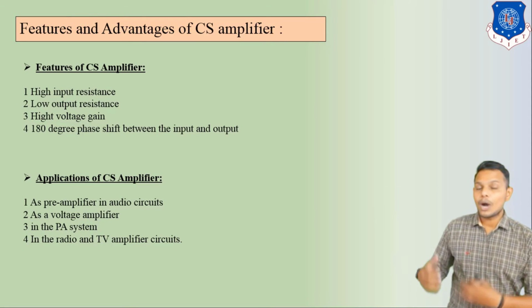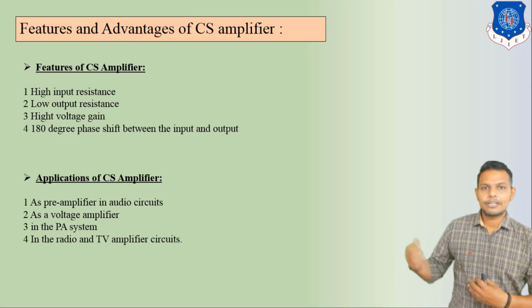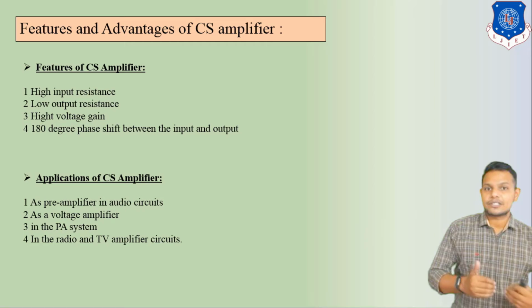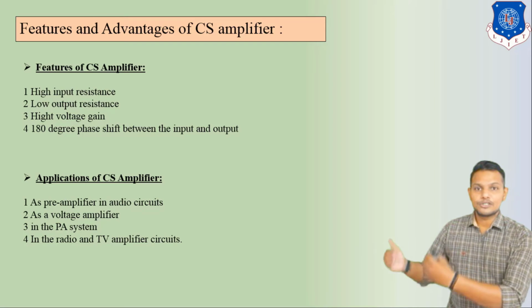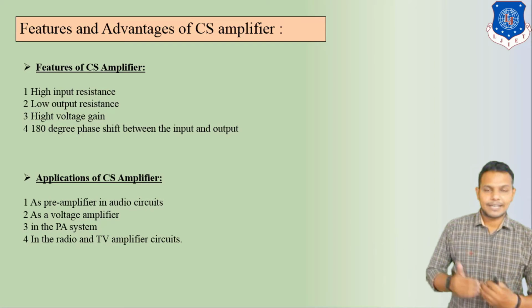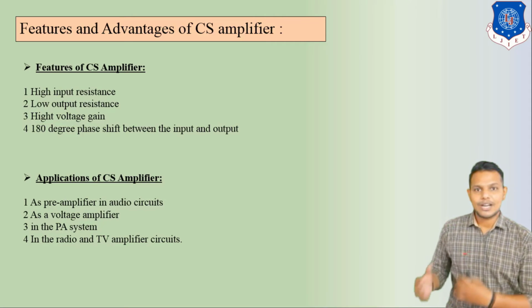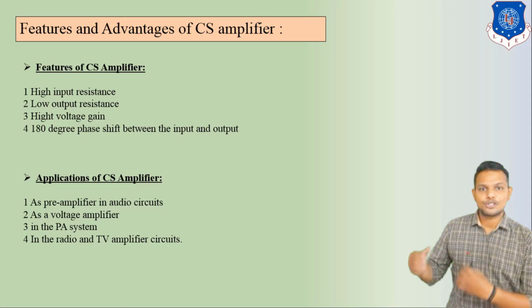Number 2, low output resistance. So here we can conclude that input resistance is high and your output resistance is low. So it transfers the resistance. That's why it is known as a transistor. We have discussed earlier, transfer plus resistor is known as transistor.